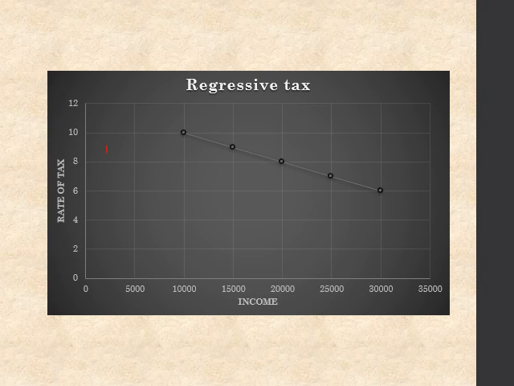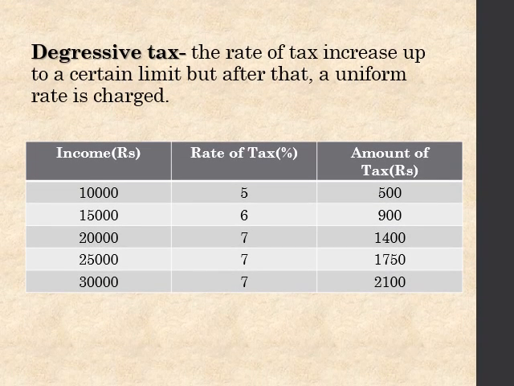Tax decreases from 10 to 4 or 3, income increases, and vice versa. If the tax rate increases, income will decrease this way. So they have a negative relation in the regressive tax. Then we have digressive tax.